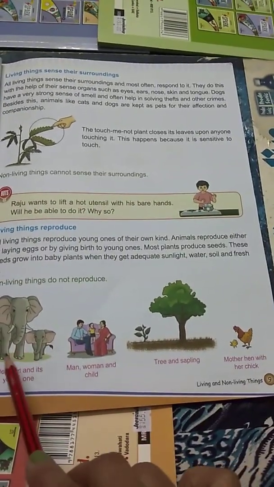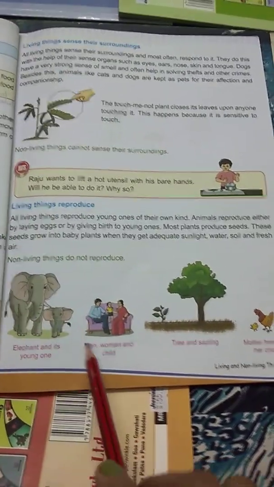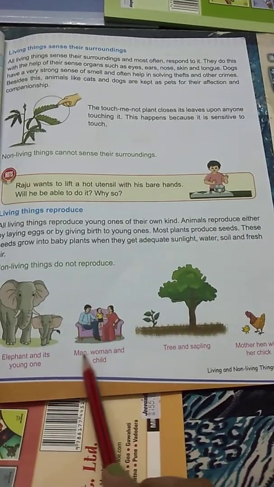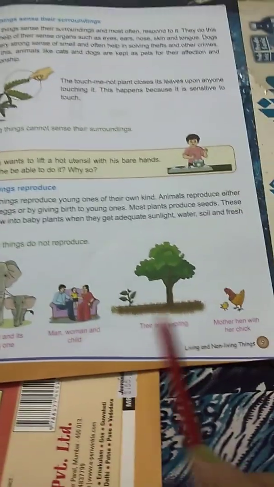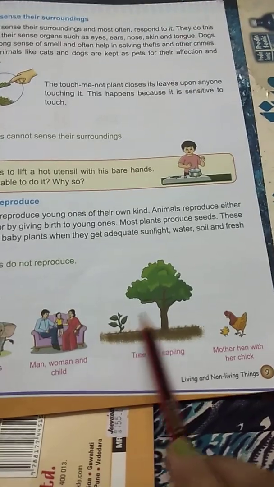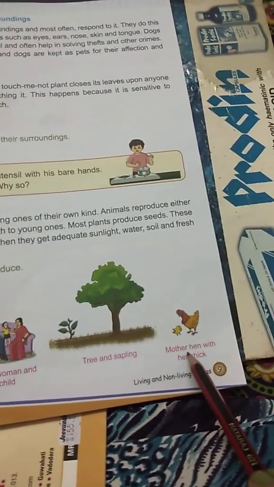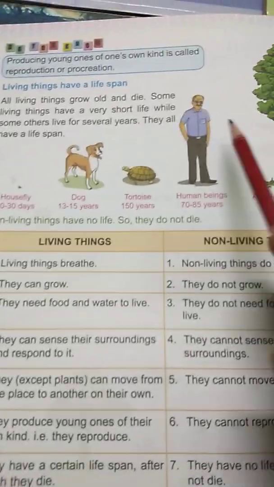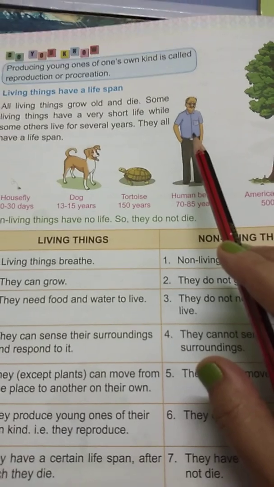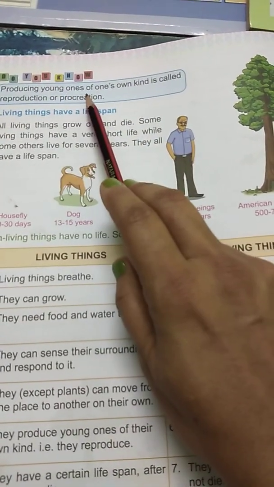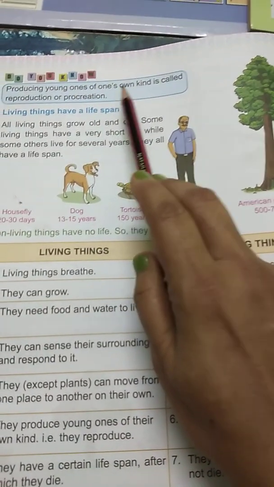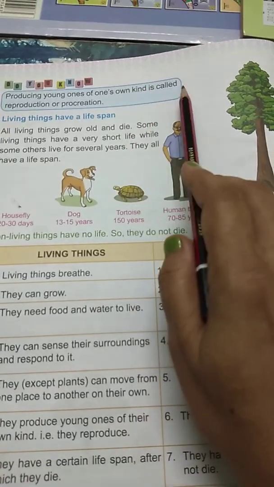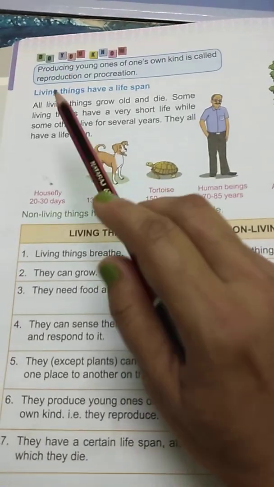Here the young one of an elephant, the young one of man and woman, a child. Then a sapling, the young one of a tree. A mother hen with her chick. Producing young ones of one's own kind is called reproduction.